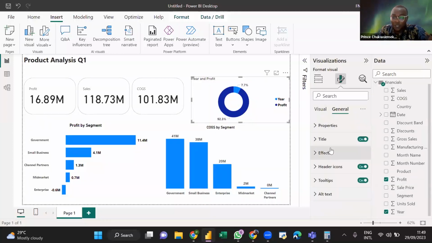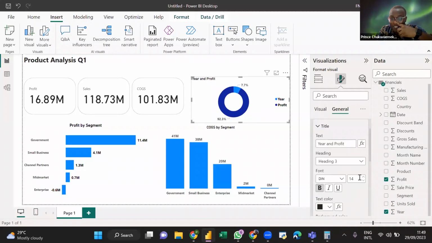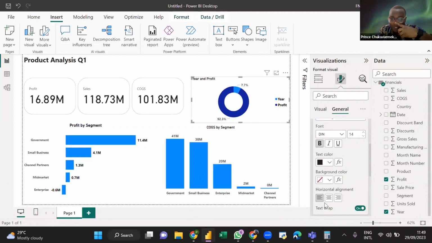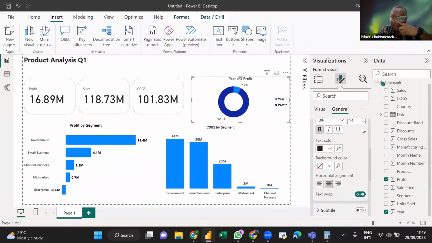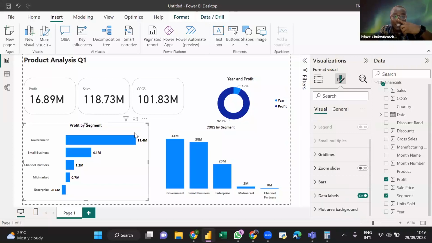Then another thing also I want to talk about is the title. So the title too, you can bold it. I think 14 is cool. Then I would want to take it to the middle. Let me see if I can make this a little bit bolder. Yeah. So this is it here. So these are the insights we are trying to generate.